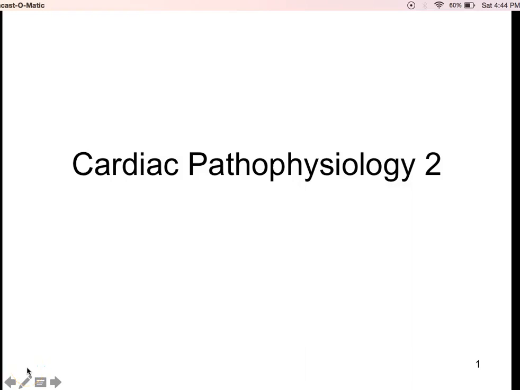So here we are with cardiac pathophysiology 2. What I've done is to simplify this. If you look at the PowerPoint from which this is taken, there are a number of slides that have been removed, and a number of slides where I've tried to consolidate and simplify.